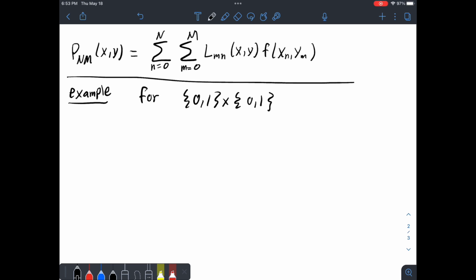If you don't know what that is, we're just going to create a grid like this. Right, we have 0, 1. Well, this is 1, 1. This is 1, 0. This is the origin, and this is 0, 1. Okay, so this is our grid. These are going to be our xi, yi points.